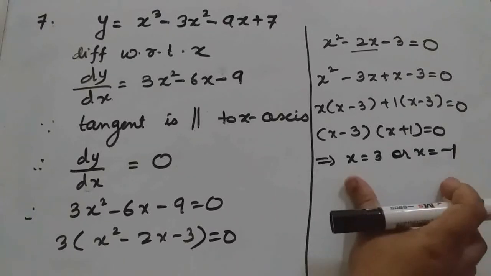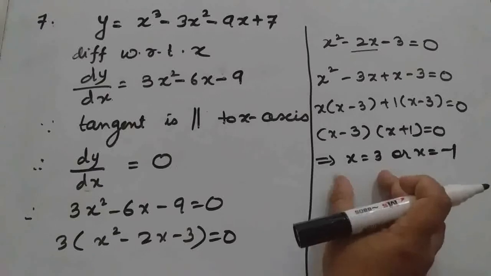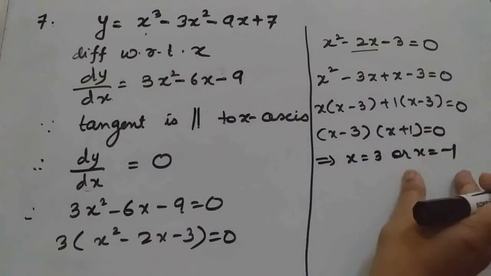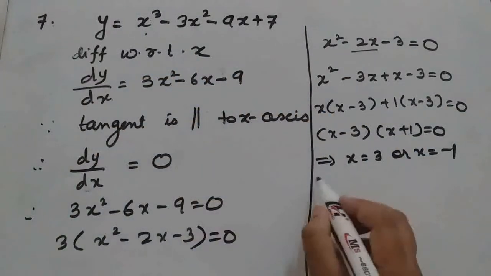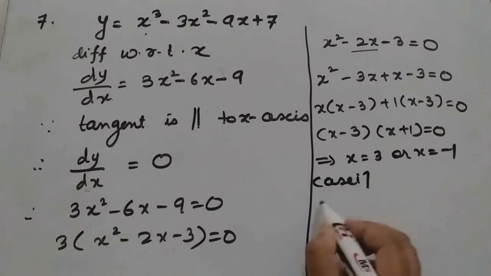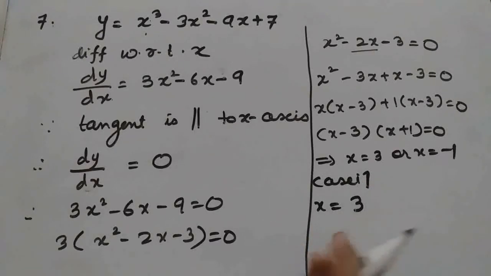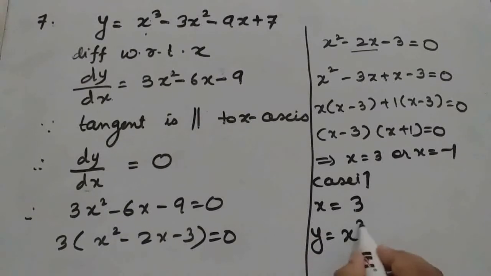So two cases will arise here. If x is 3, what will be y? If x is minus 1, then what will be y? Okay, so first case, x is equal to 3. So the point we should find. Point means x and y both coordinates should be there, right? So y is equal to x cube, 3 cubed. Directly we can substitute.